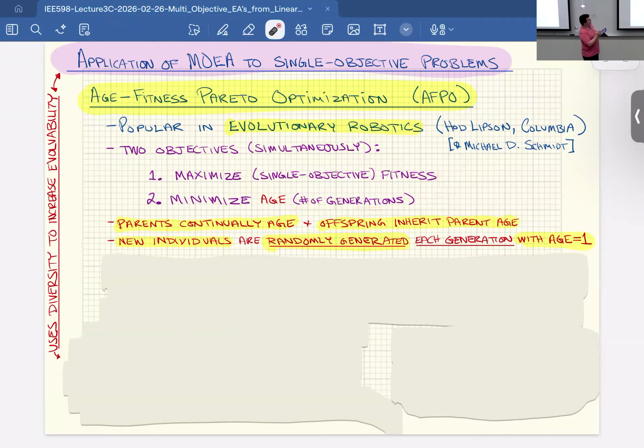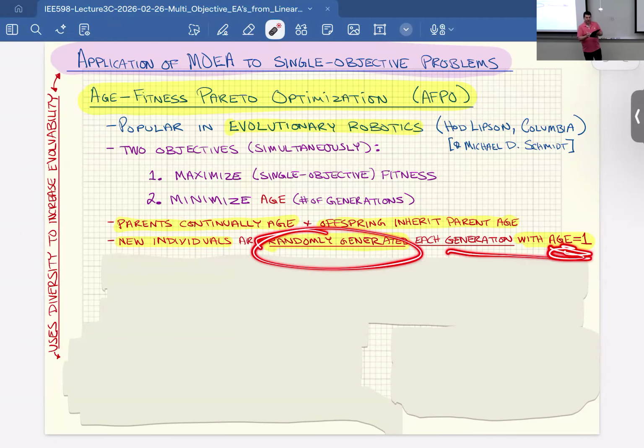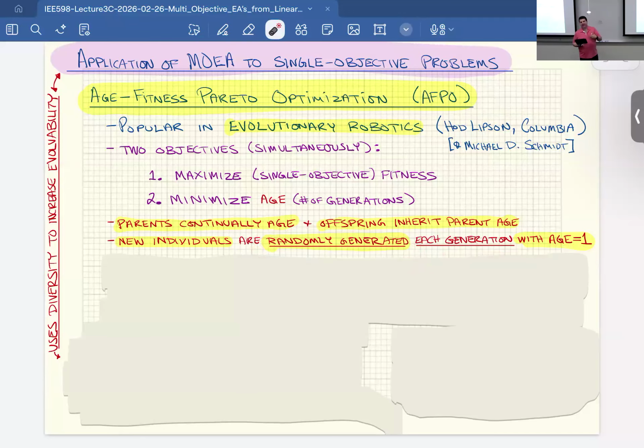And so parents and their offspring continually age. If you do a crossover between two designs, the offspring that come from the crossover inherit the age of their parents, similar for mutations, but they are going to introduce new individuals randomly every generation with age equal to 1. So this means that you've got these existing powerhouses that are doing well, they have high fitness, and so they stick around.